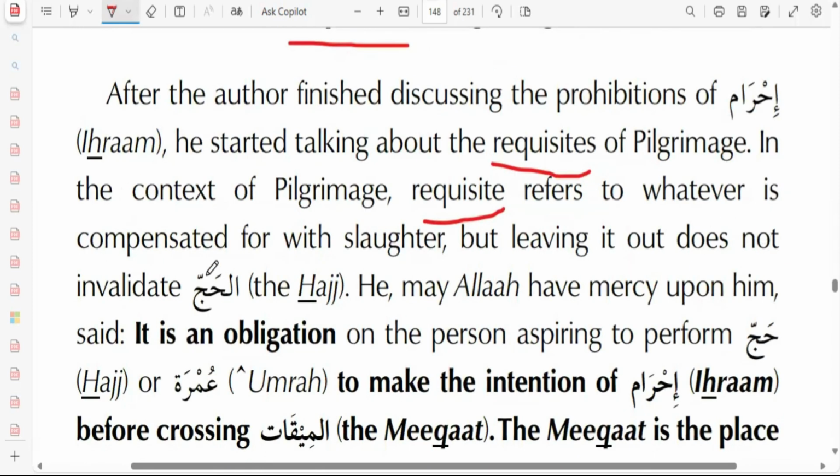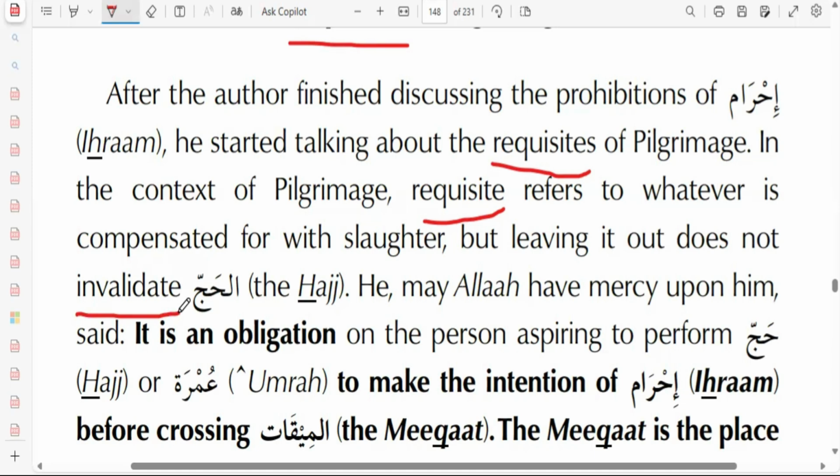Wajib refers to whatever is compensated for with slaughter, but leaving it out does not invalidate the Hajj. And like we said, maybe we want to say here, does not leave the Hajj incomplete. Because there's only one invalidator of Hajj, which is apostasy. Not even leaving out an integral actually invalidates the Hajj. It just leaves it incomplete.